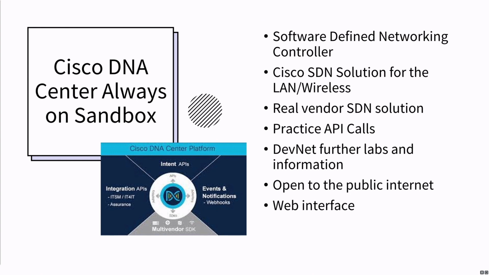It's a software-defined networking solution consisting of a controller and an application, and it's Cisco's SDN solution for the local area network, otherwise known as the LAN, which would include wireless devices as well. It's a real vendor SDN solution, so you could potentially see this on the job if that's the vendor your organization chose to go with. The Always On Sandbox allows us to practice different API calls against something that you may actually see on the job and retrieve and put information in there as though you were actually on the job.